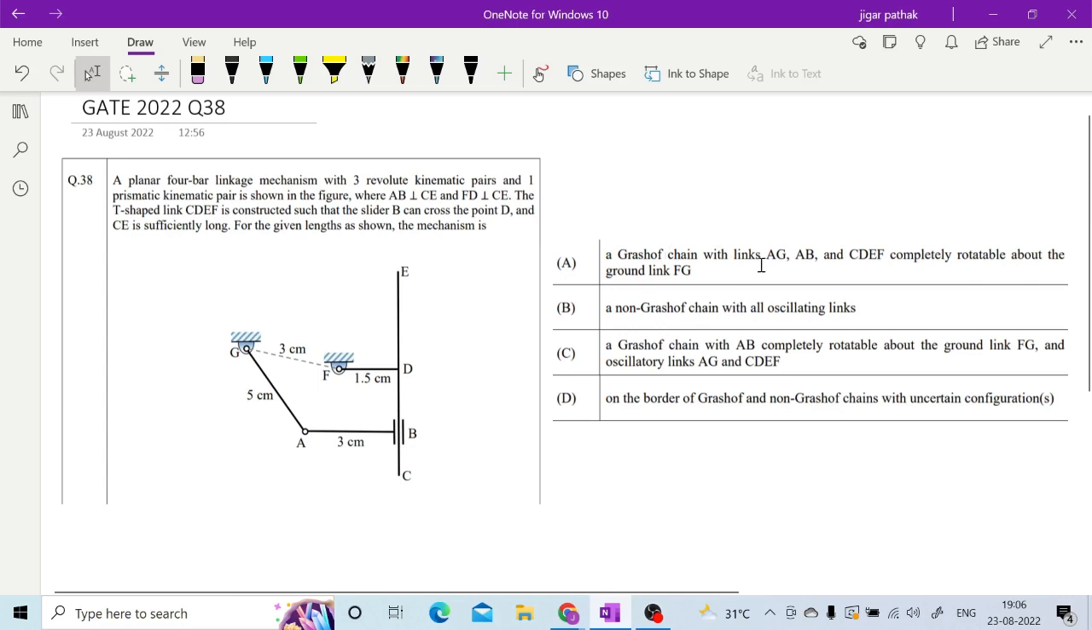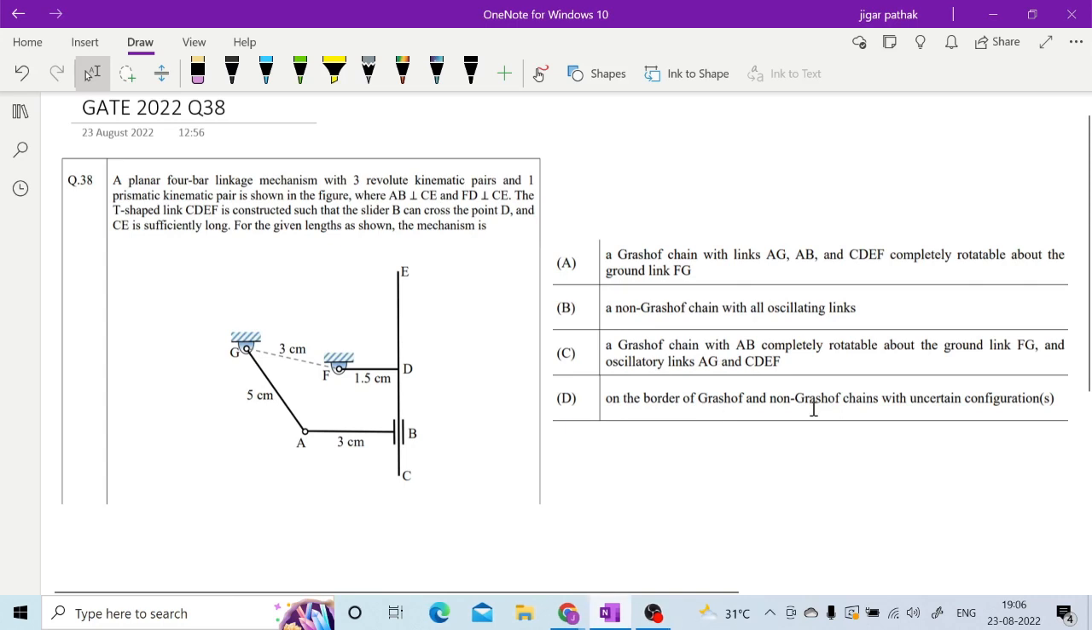with links AG, AB and CDEF completely rotatable about the ground link FG. Then the second option is a non-Grashof chain with all oscillating links. Then a Grashof chain with AB completely rotatable and oscillatory links AG and CDEF. And last is on the border of Grashof and non-Grashof.